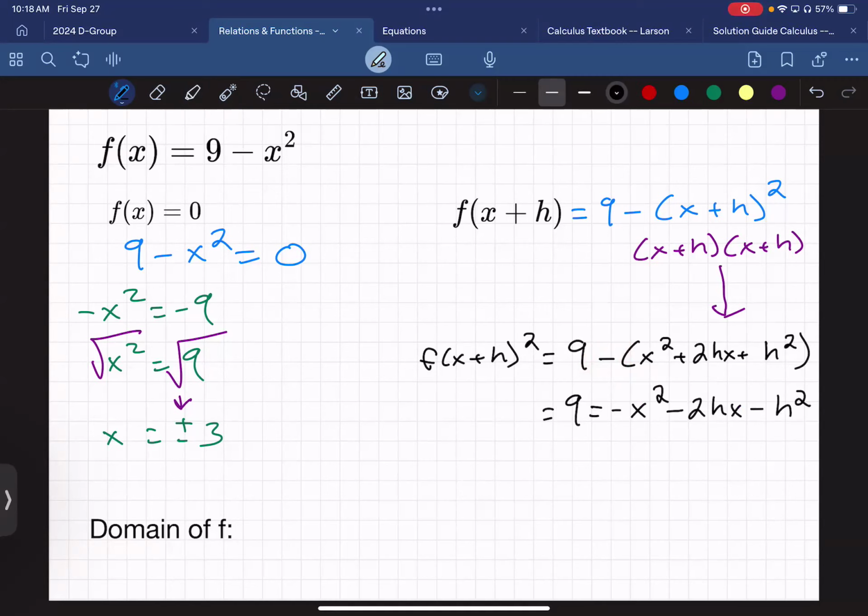I did not mean to put an equal sign. Why did I put an equal sign there? I can't explain that one.